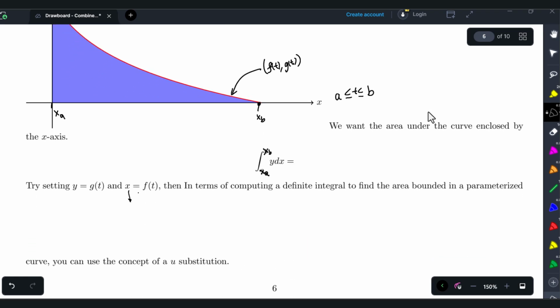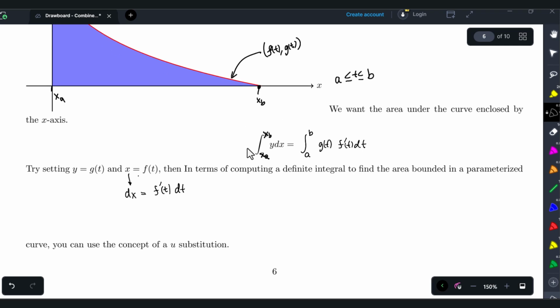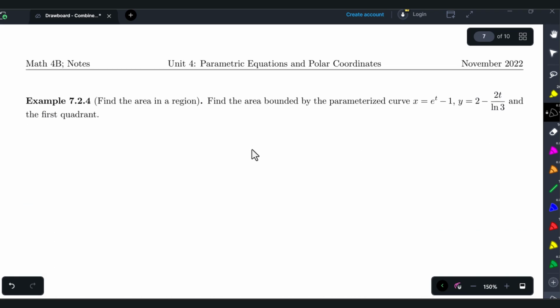To figure out what we should substitute in for the differential dx, we should take the derivative of both sides of this equation. So dx equals f prime of t times the differential of t. We then just substitute things in here, where our t begins from little a and ends at little b. Our function y is really g of t, and our differential dx is f prime of t times dt. With this formula, we can calculate the area of nice enough regions bounded by parameterized curves.